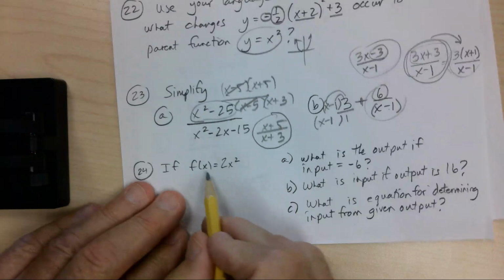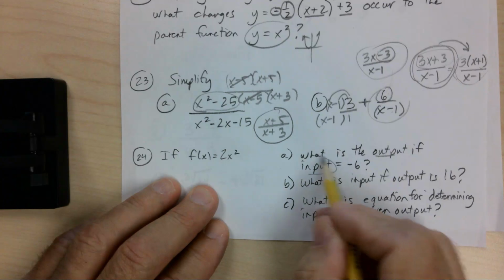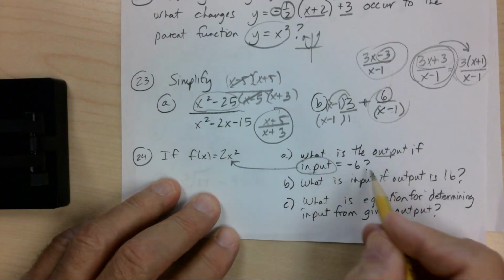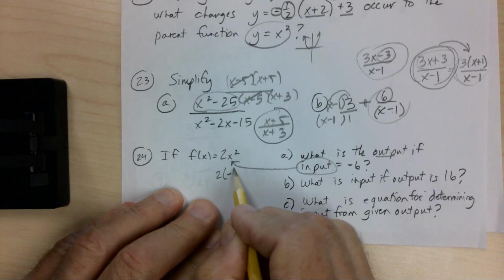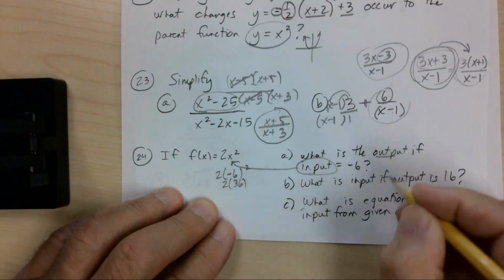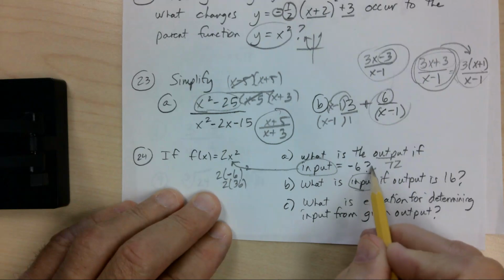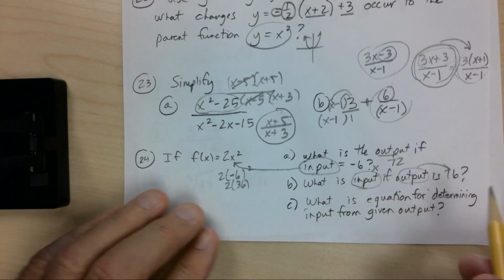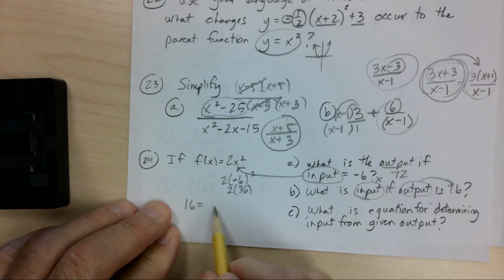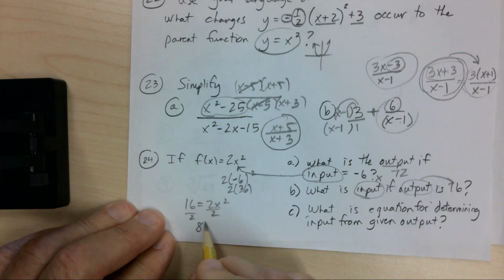Grand finale of this review. So if f of x equals 2x squared, what is the output if the input, remember input is x, is -6. So 2, -6 squared is 2 times 36, which is 72. What is the input, x, if the output is 16? Well, it would be 16 equals 2x squared, divide by 2, divide by 2. We get 8 equals x squared, bada boom, bada bing, do the right thing.